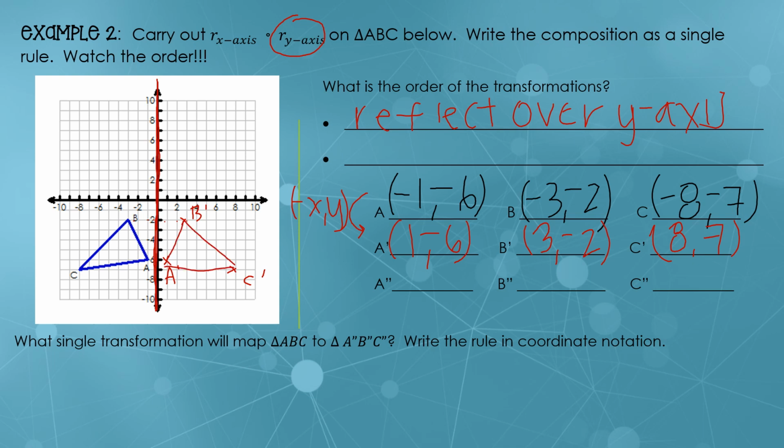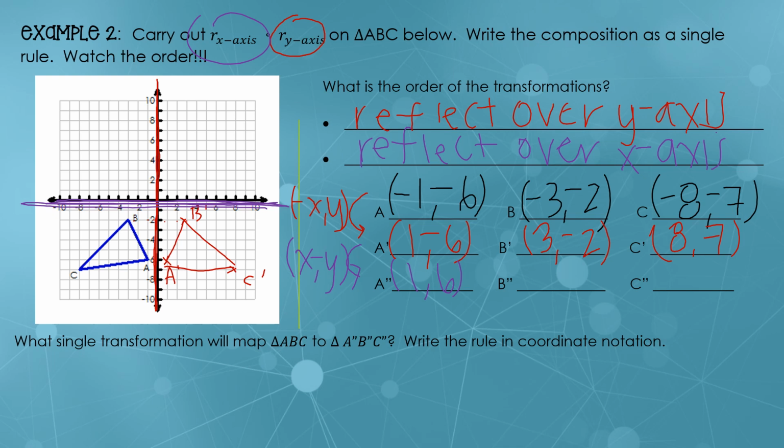Okay. Now we're going to take that triangle and do a reflection over the x-axis. And again, if you prefer to count each of your new points to the x-axis, you can, or you can use the rule. The rule says that x stays the same, but y becomes the opposite. So if you look at A prime, let x stay the same, but let y become the opposite. So that would be 1, 6.